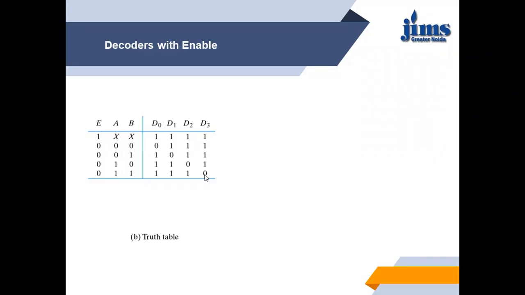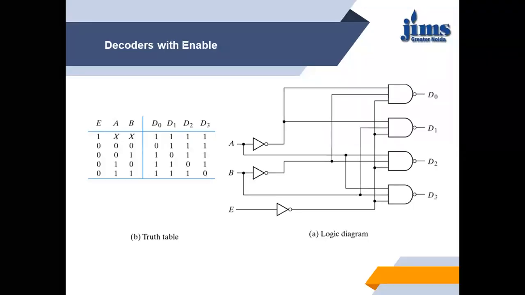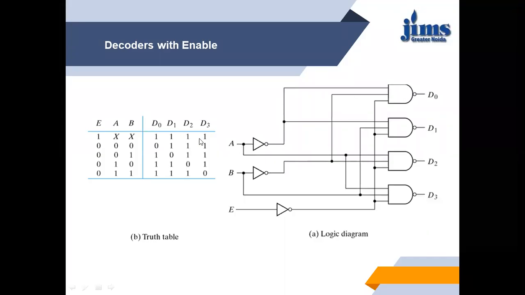So enable is used only to select a particular chip or particular IC. Whenever enable is inactive, whatever the input combination is, your IC will not work. So we can find out here the circuit diagram. So here is the circuit diagram. A bar, B bar, AND gate, and because here 0 is the active, we have used the NOT gate here. Enable is like this. So this is how an enable is connected.